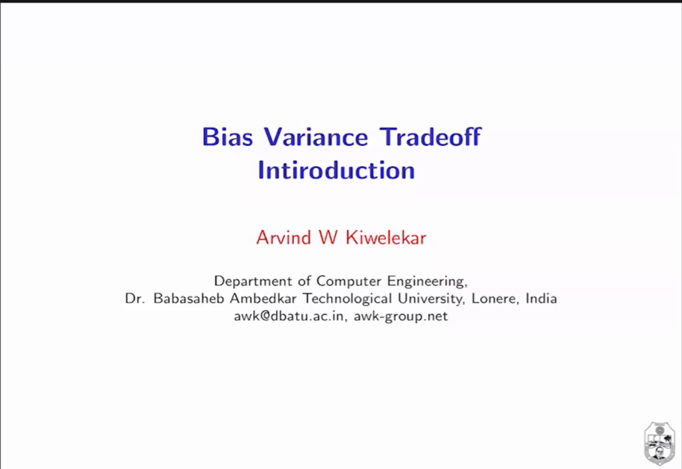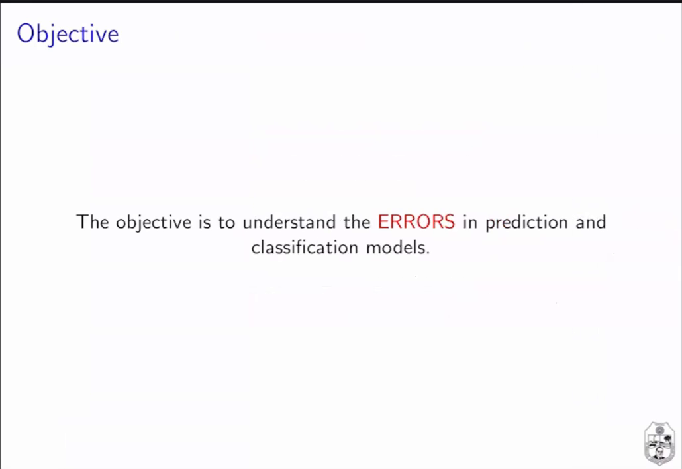In this video, I will be explaining the bias-variance trade-off. The objective of this lesson is to understand the errors in prediction and classification models. This is applicable to both models, and that's why it is a general topic.